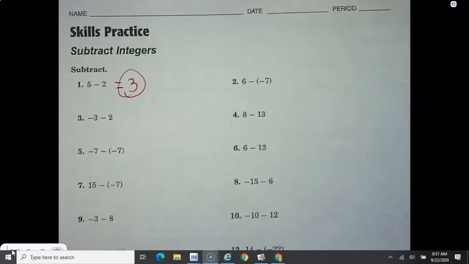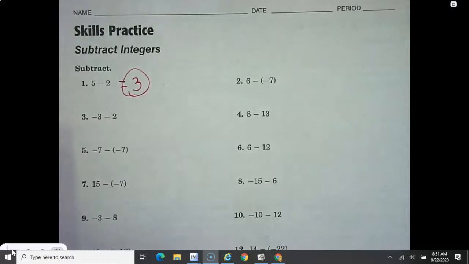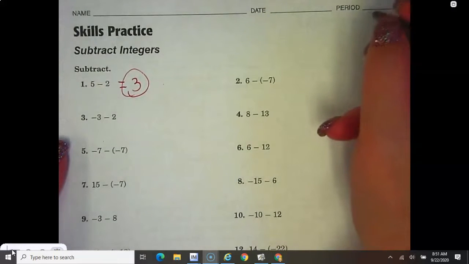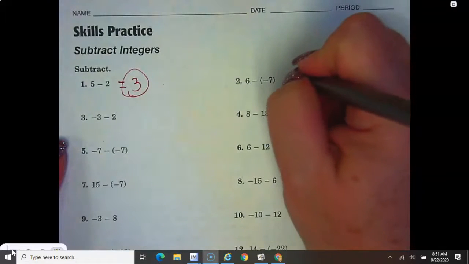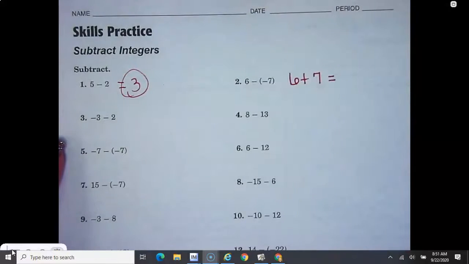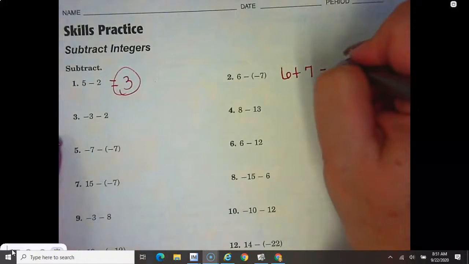We're not going to be rule followers on a problem like that. Okay, problem 2. You do need to rewrite that one. 6 minus negative 7 becomes what? Raise your hand if you can tell me how to rewrite that problem. Ross? 6 plus 7. And 6 plus 7 is 13.